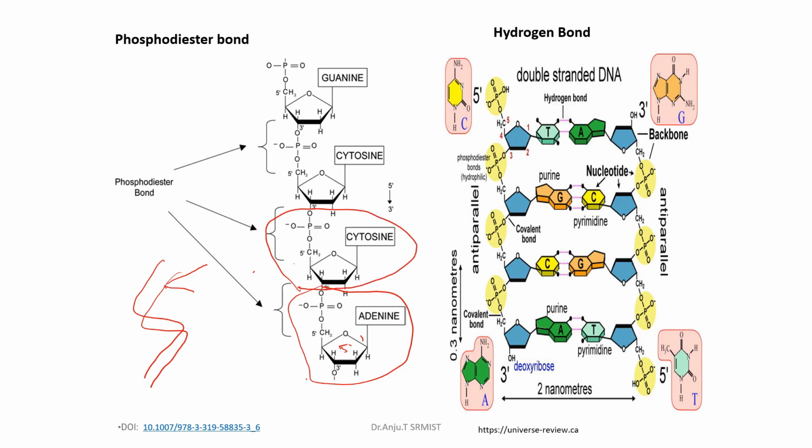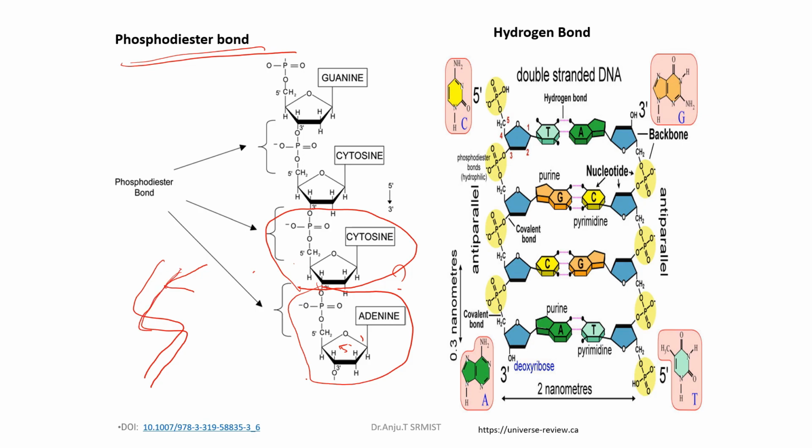So what is the linkage? The linkage is a phosphodiester bond. Here, on the fifth carbon you have a phosphate. This phosphate links to the third carbon of the other nucleotide, forming a phosphodiester bond. So the linkage between the monomeric units in a nucleic acid is the phosphodiester bond.